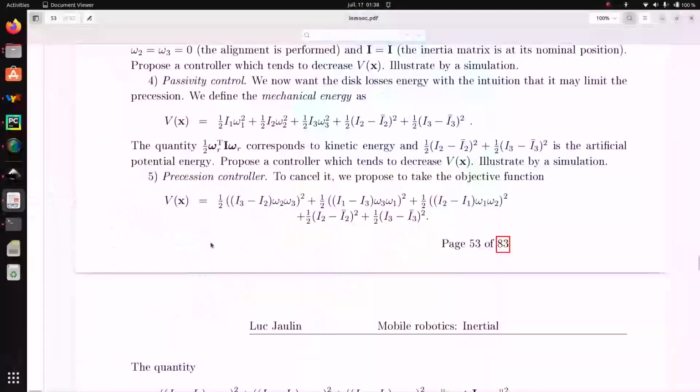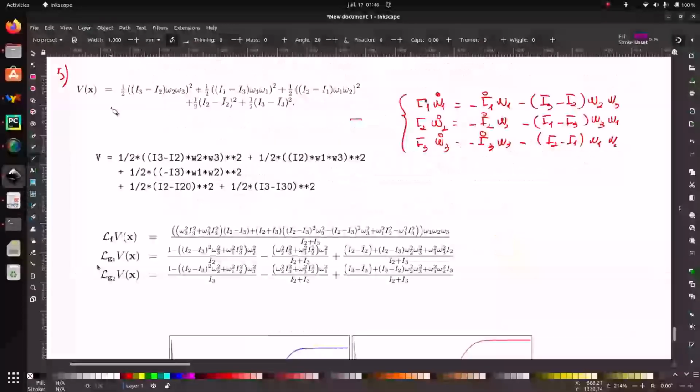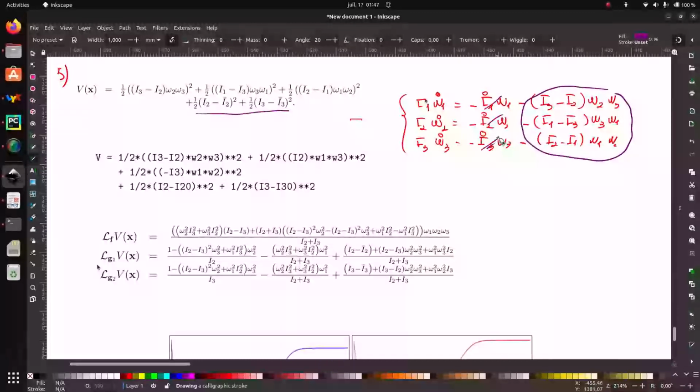Okay. So for this, it is question number 6. I will try to directly decrease the precession. And the precession is given by this, and I will explain why. The objective function is given here, and we can see that we still have the potential energy, but this term can be understood from the Euler formula. So it corresponds to the norm of this vector. Because when I don't move the mass, the inertia matrix does not move, so this term and this term are all equal to 0.